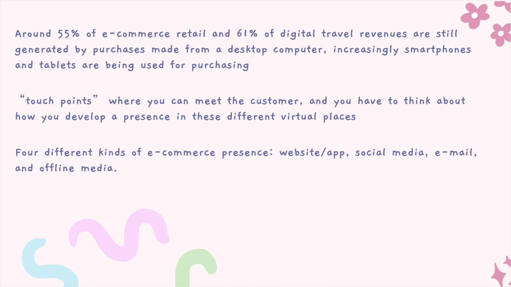Your potential customers use various devices at different times during the day and involve themselves in different conversations depending on what they are doing: touching base with friends, viewing photos on Instagram, tweeting, or reading a blog. Each of these is a touch point where you can meet the customer, and you have to think about how you develop a presence in these different virtual places. There are four different kinds of e-commerce presence: website, app, social media, email, and offline media. For each of these types, there are different platforms that you will need to address. Offline media, the fourth type of e-commerce presence, is included here because many firms use multi-platform or integrated marketing where print, television, and radio refer customers to the website and app.